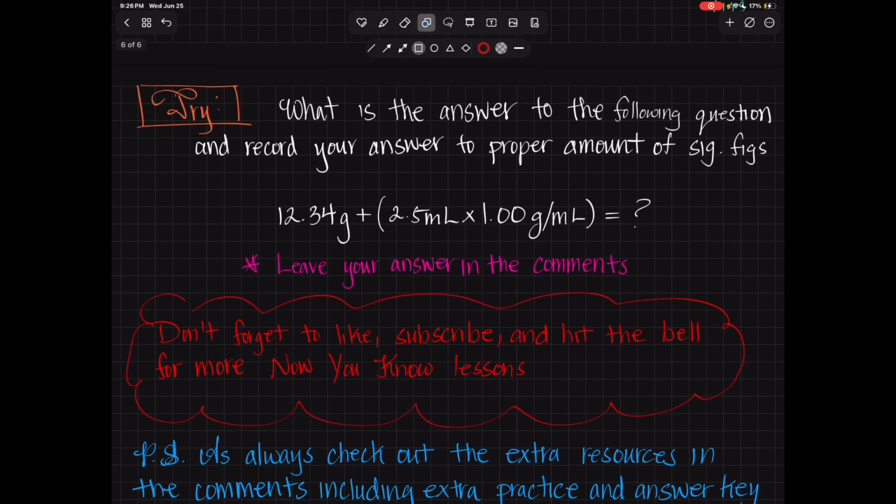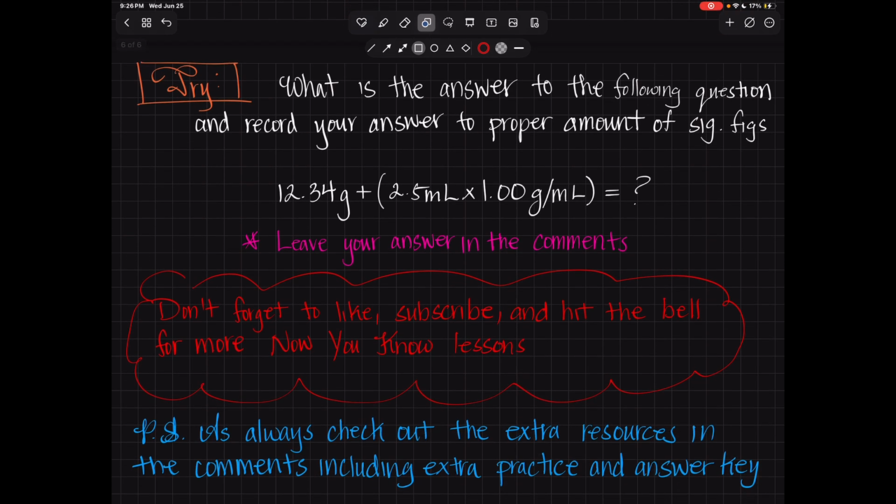Okay, so go ahead and try this problem. What is the answer to the following question? Record your answer to the proper amount of sig figs. The question is 12.34 grams plus parenthesis 2.5 milliliters times 1.00 grams per milliliter equals what?